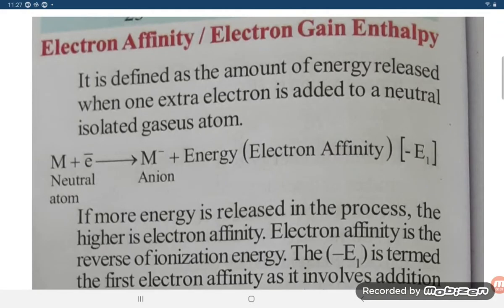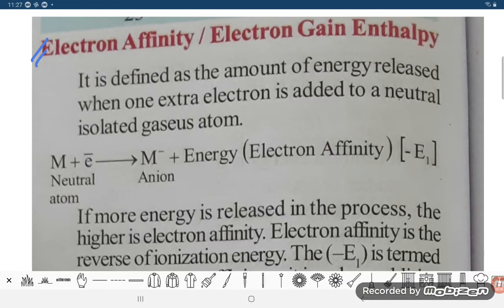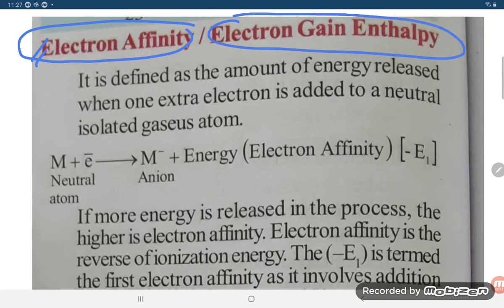Hello students, now let us see the electron gain enthalpy. The meaning of electron gain enthalpy and its trend in the group and period. So what is electron gain enthalpy, students? Electron affinity and electron gain enthalpy are the same terms, used for defining the energy released when an extra electron is added.